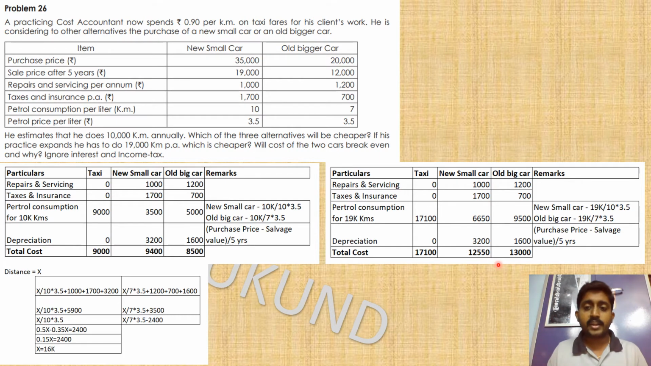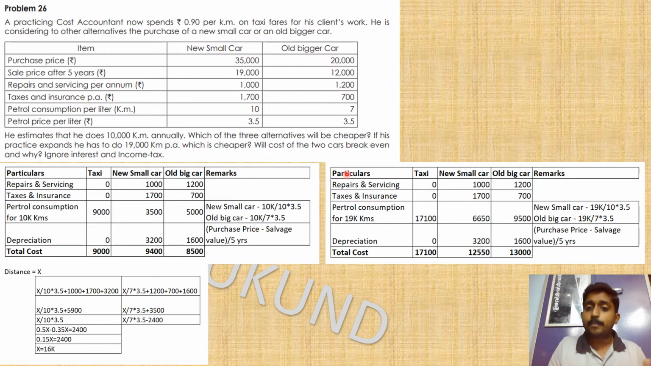Did you understand the point, students? The main point is that at 10,000 kilometers the cheaper option was the old bigger car, and at 19,000 kilometers the cheaper option was the new small car. So between 10,000 and 19,000 kilometers, there is a kilometer point at which the cost of the new small car and the old big car will be the same, and that is called the break even point between these two. It was asked in the question to find the break even point also. Let's find the break even point.